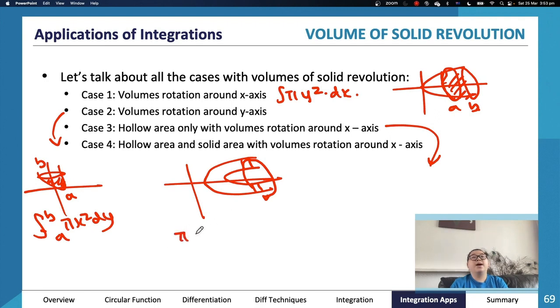So it will be pi, b to a, and then we'll have our f of x squared minus our g of x squared. It's not the whole thing squared, right? Because it's not the difference part squared. It's each of them individually squared.